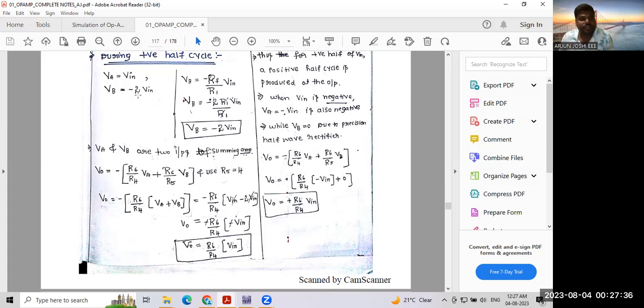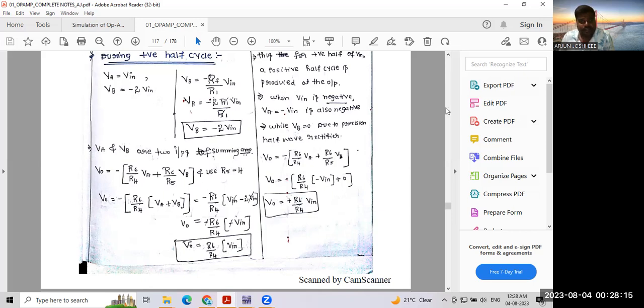V0 is nothing but R6 divided by R4, that is the gain, times VA, plus R6 divided by R5 times VB. R5 is nothing but R4, so you need to consider R4 only. Then R6 by R4 you take outside, and VA plus VB, with minus. VA is nothing but V in, and VB is nothing but minus 2 V in. V in is going to get cancelled, and the minus is going to get cancelled, and the output equation is R6 divided by R4 times V in.